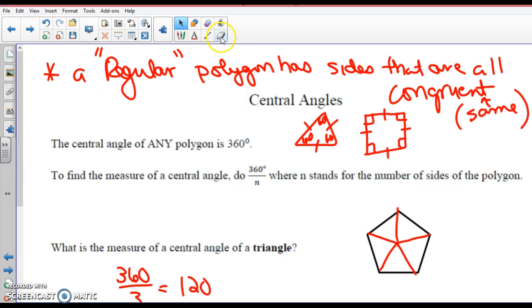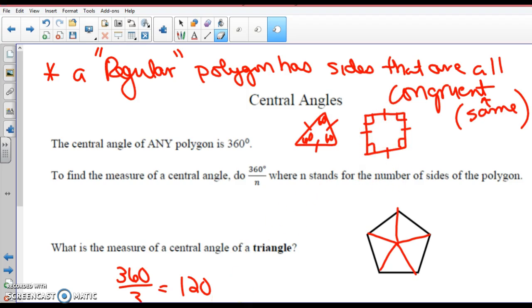All right. Some notes. One thing that I want you to add to your notes is a regular polygon. That word regular means a polygon that has all sides congruent, or the same. I've drawn a picture here. A regular triangle is an equilateral triangle because it's got 3 equal sides and 3 equal angles. A regular quadrilateral would be a square.